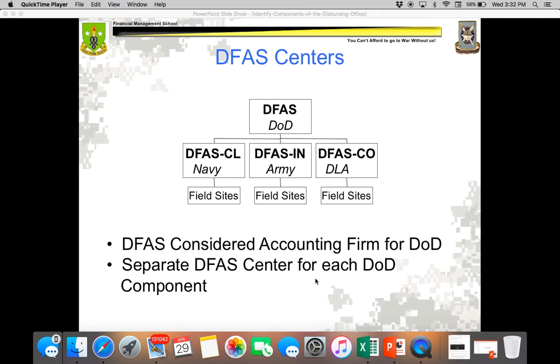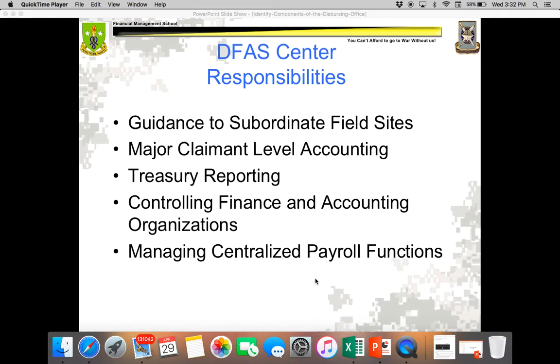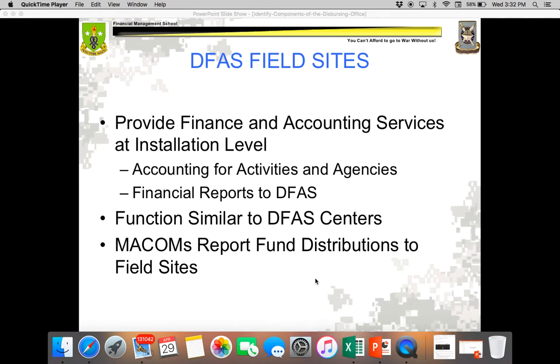The first thing we're going to look at is DFAS centers. DFAS falls under the Department of Defense. There's a Navy, Army, and DLA section with field sites underneath. The DFAS Center responsibilities are to provide guidance to their field sites, accounting, treasury reporting, controlling finance, and central payroll functions. The field sites provide finance and accounting services at installation levels. I'm sure you mostly see DFAS in looking at your LESs and also annually when you receive your tax statements.